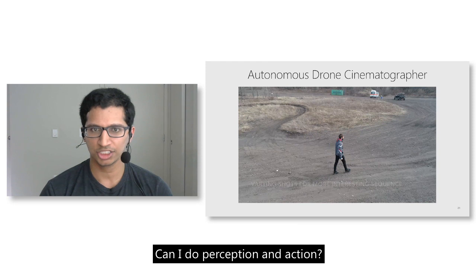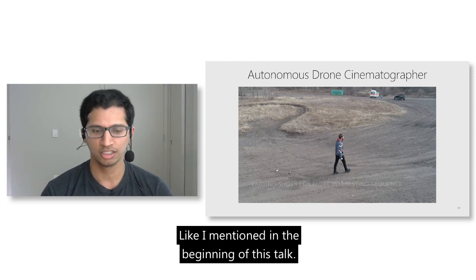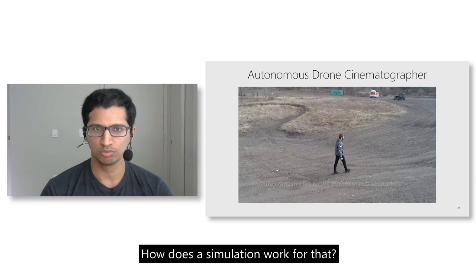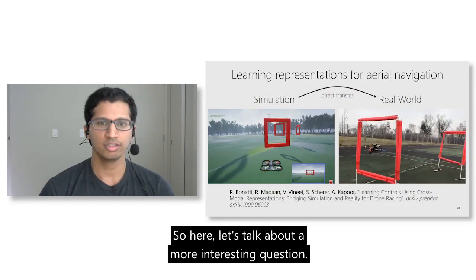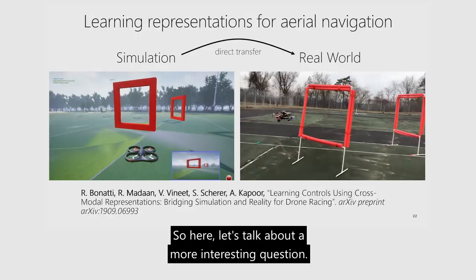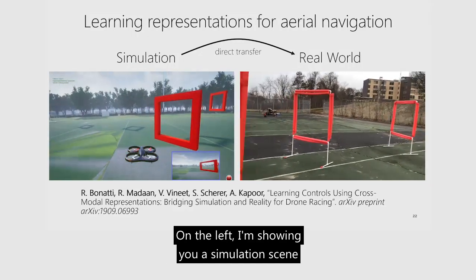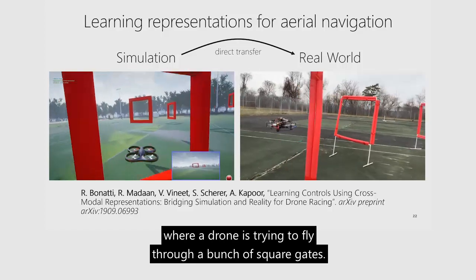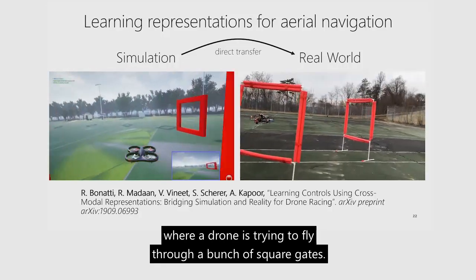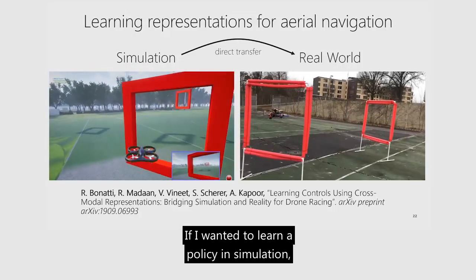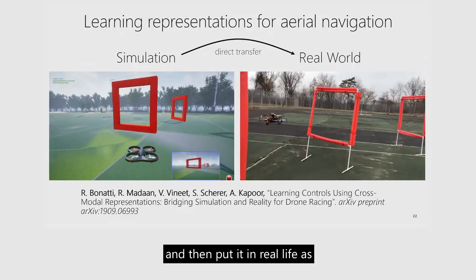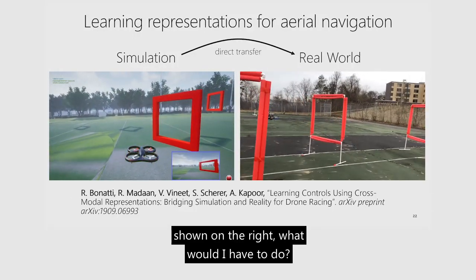Can I do perception and action, like I mentioned in the beginning of this talk? Can I bring them both together using data-driven methods, and how does the simulation work for that? So here, let's talk about a more interesting question. On the left, I'm showing you a simulation scene where a drone is trying to fly through a bunch of square gates. If I wanted to learn a policy in simulation, looking at this environment, and then put it in real life, as shown on the right, what would I have to do?